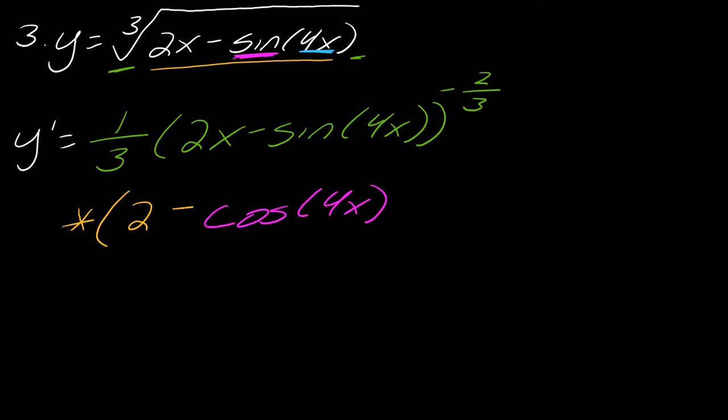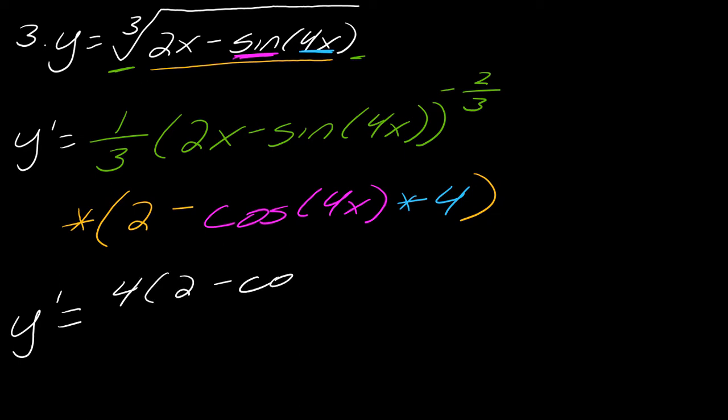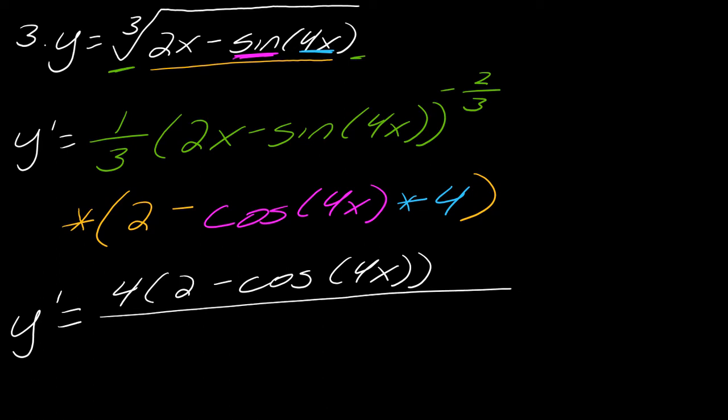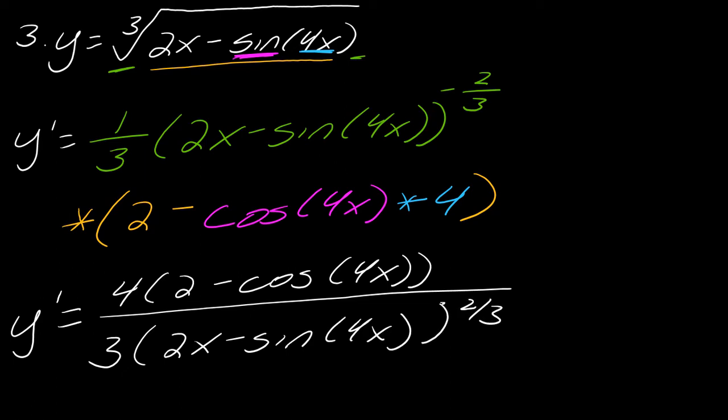And then I multiply that by the derivative of the inside function, which is just 4. So there's all the work that goes into that. And so now from here, we're just going to clean this up. So let's see. I can clean this up as 4 times 2 minus cosine of 4x over 3 times 2x minus sine of 4x, all of that to the 2/3.